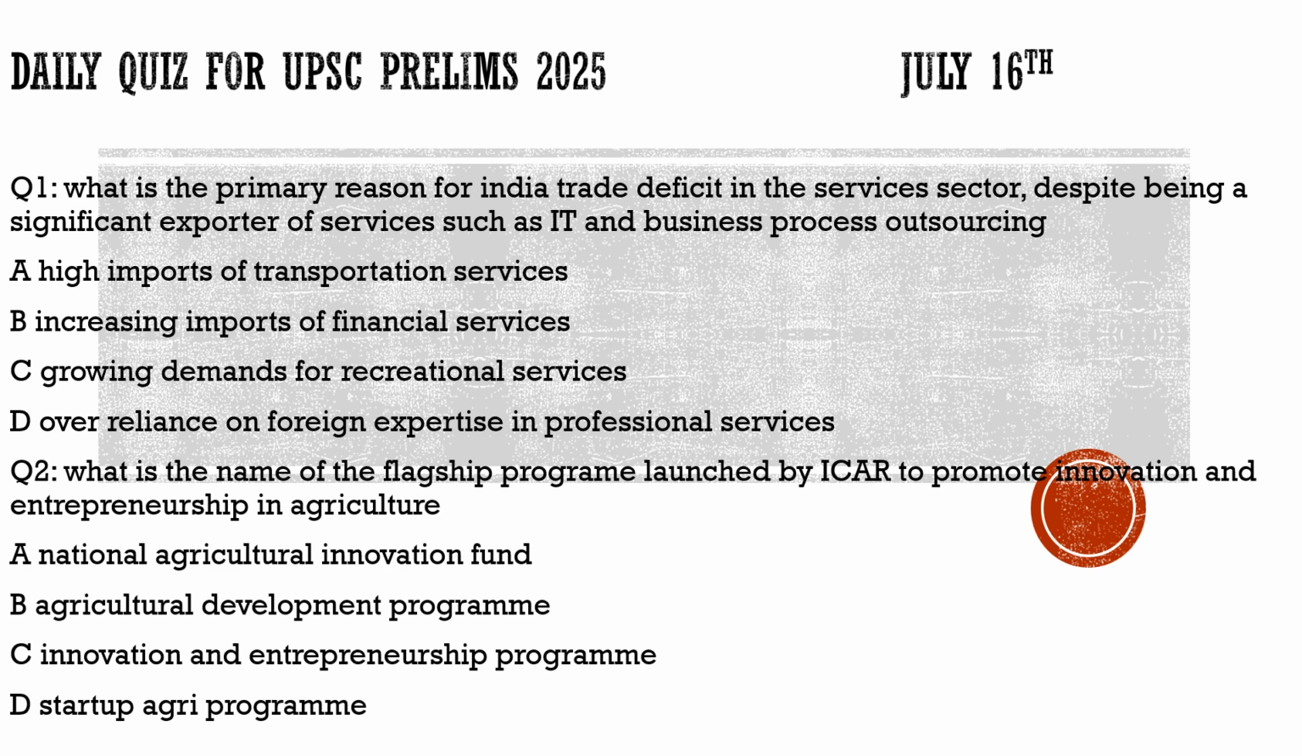Is it National Agriculture Innovation Fund? Let's keep it here. Is it Agricultural Development Program? No, it is not this. Is it Innovation and Entrepreneurship Program? No, neither this. Is it Startup Agri Program? Not at all. It is definitely option A. It is the National Agriculture Innovation Fund. It is the name of the flagship program launched by ICAR, the Indian Council for Agricultural Research, to promote innovation and entrepreneurship in agriculture. So for question number 2, the correct option is option A.